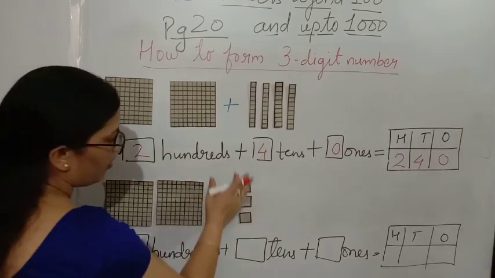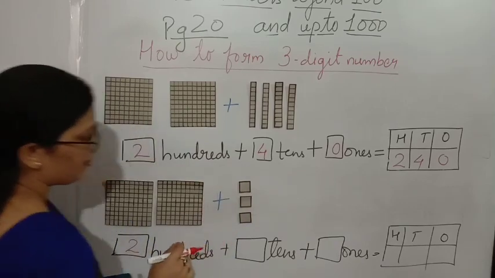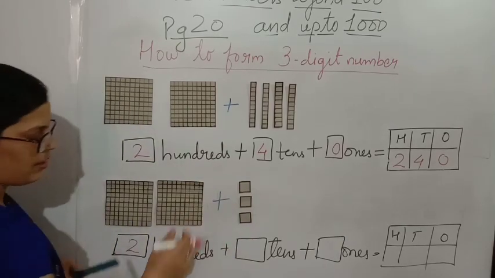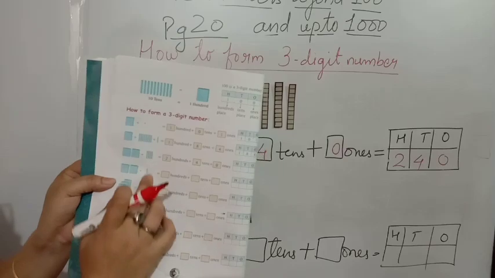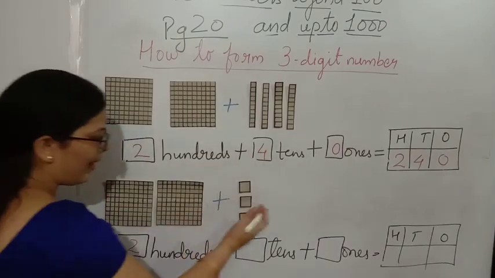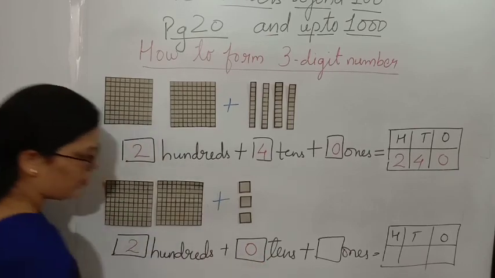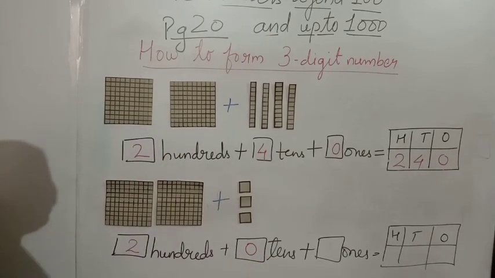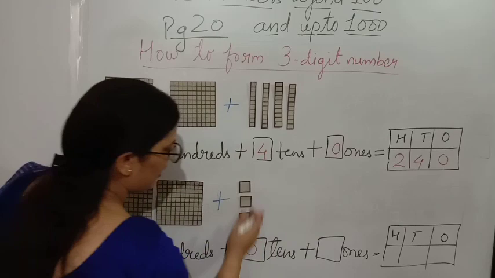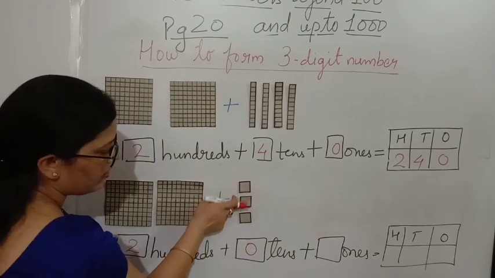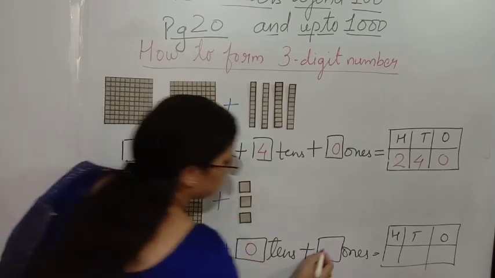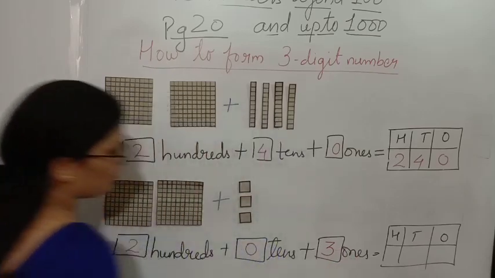Now can you see any blocks of tens? No blocks of tens are given here. So nothing is there. What does it mean? For tens place we'll write 0. Nothing means we'll write 0. Now how many ones are there? Single units. 1, 2 and 3. We'll write 3 at ones place.